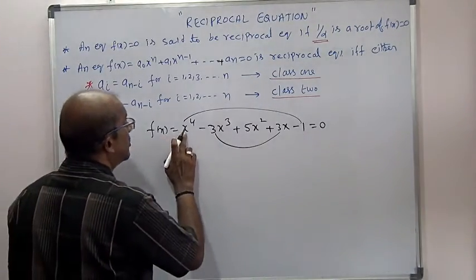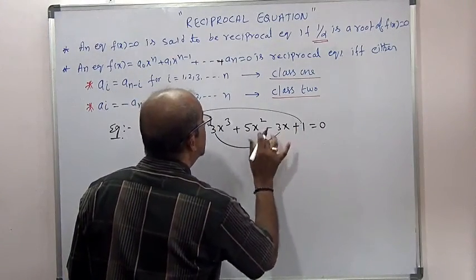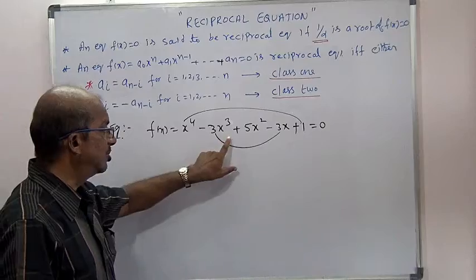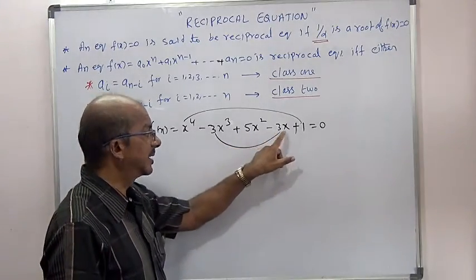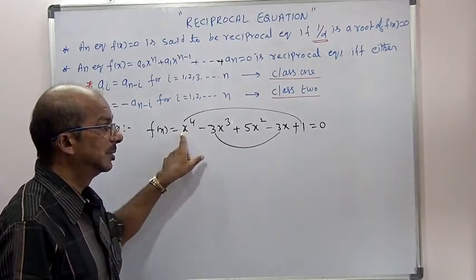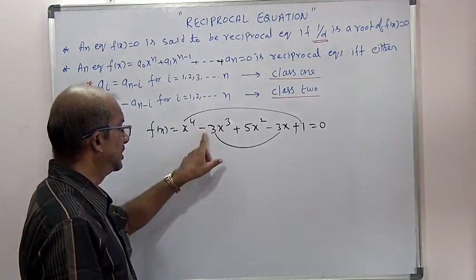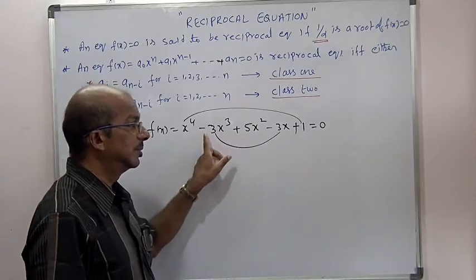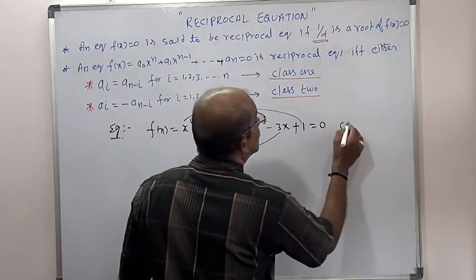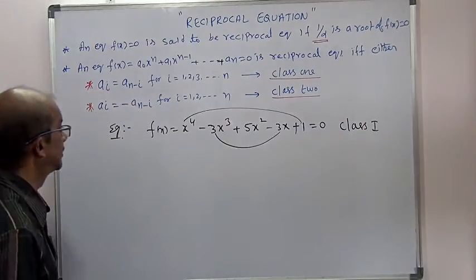Or, f of x is equal to x power 4 minus 3x cube plus 5x square minus 3x plus 1. So x power 4 is positive and the last one is positive. The coefficient of x cube is negative, and the coefficient of x is negative. So this is a class 1 reciprocal equation.